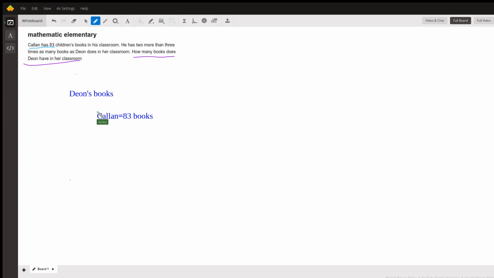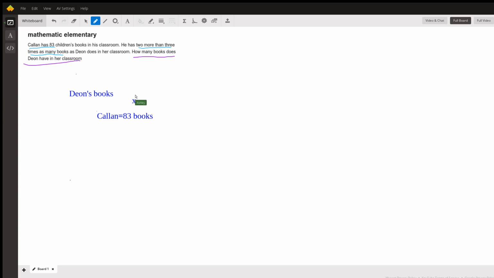So he has 2 more than 3 times as many books as Deon. So we need to figure out, we don't have a number for Deon. So we're going to use a variable, and we'll just use the variable x.